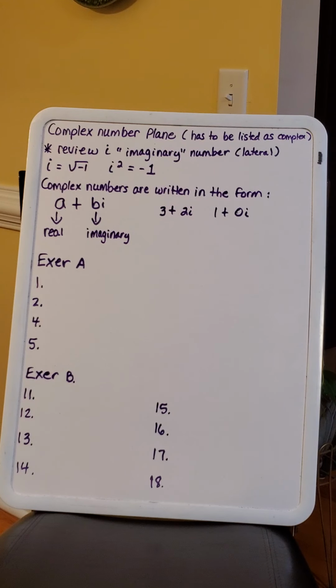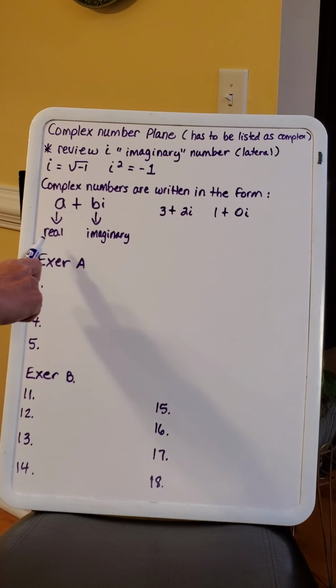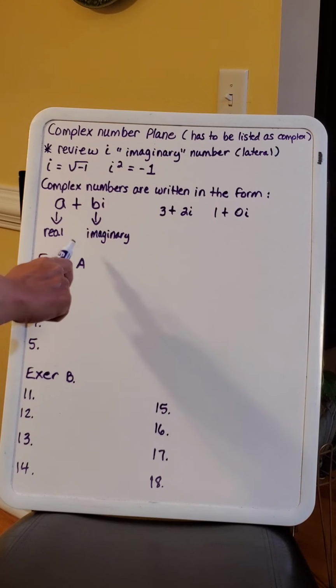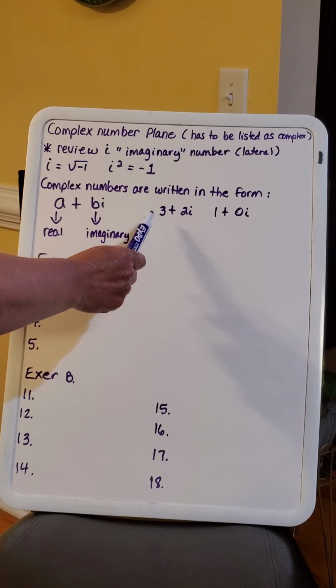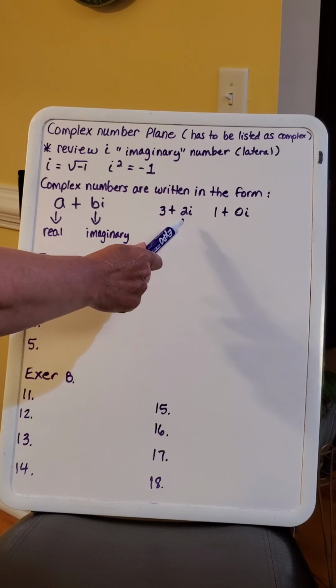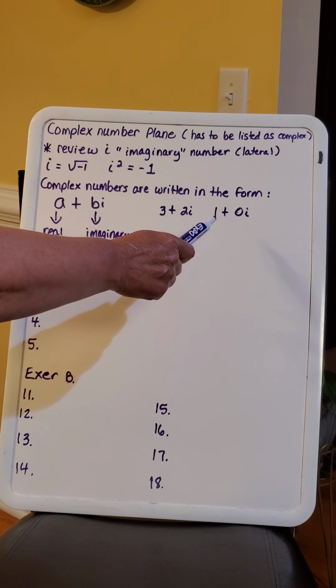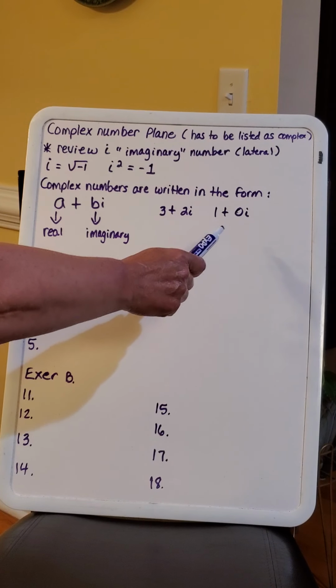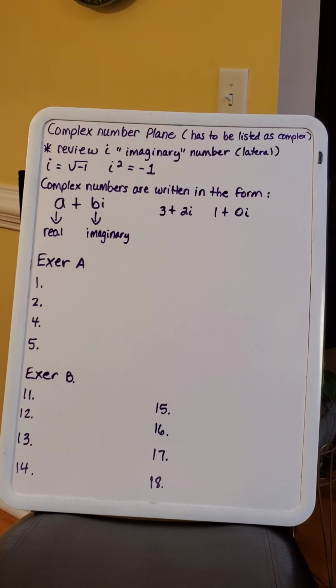Complex numbers are written in this form: a plus bi. A is the real part, bi is the imaginary part. Here's a couple of examples. 3 plus 2i: 3 is the real part, 2i is the imaginary part. 1 plus 0i: 1 is the real part, and 0i is the imaginary part.